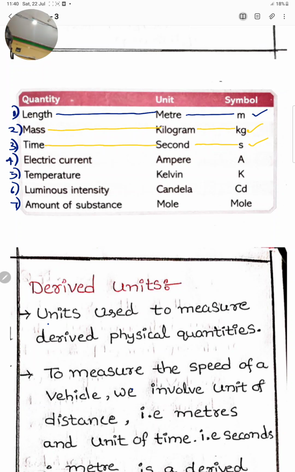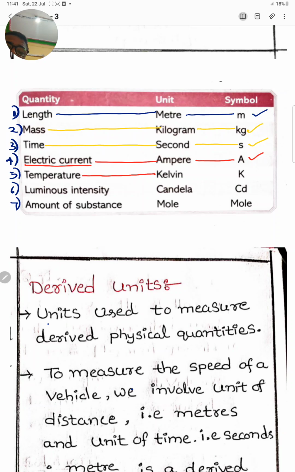Next, electric current. What is the unit of electric current here? Ampere. The symbol of ampere is capital A. Next, what is the unit of temperature here? Kelvin.